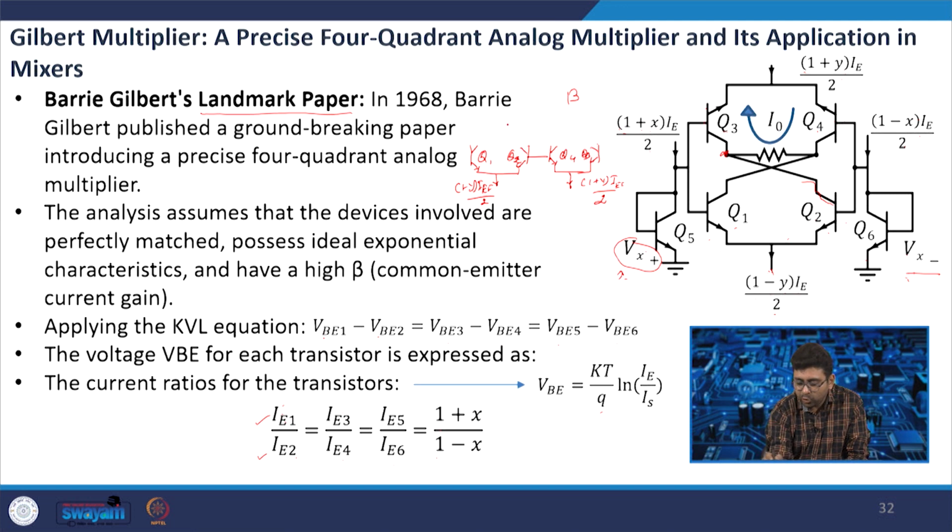So, Q3 and Q4, so there is a resistor. Q3 and Q2 are connected, so you can connect this to, and Q1 and Q4 are connected. So, this Q1 and Q4 are connected, and there is a resistor between these two. This is R_O.